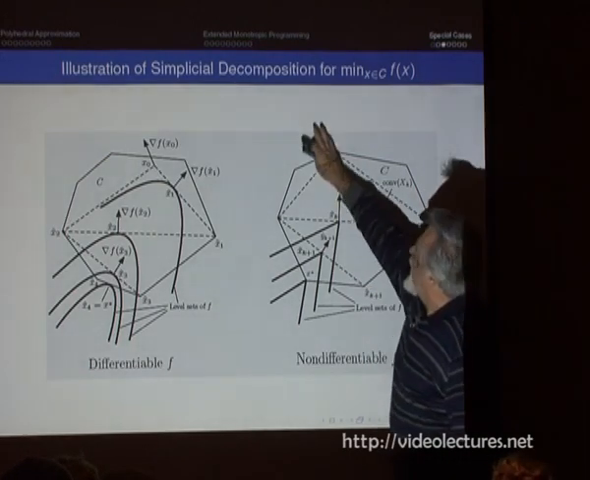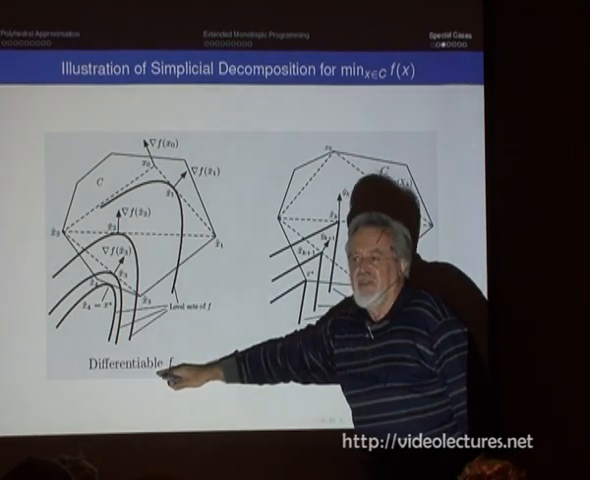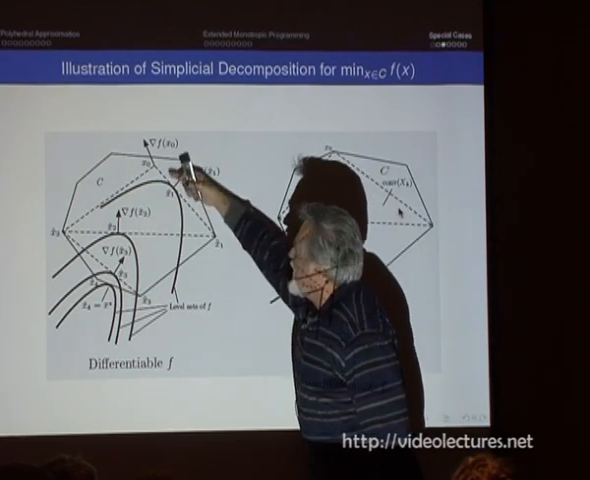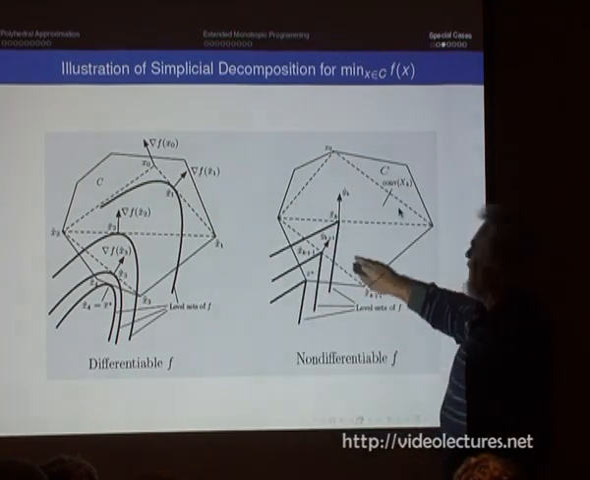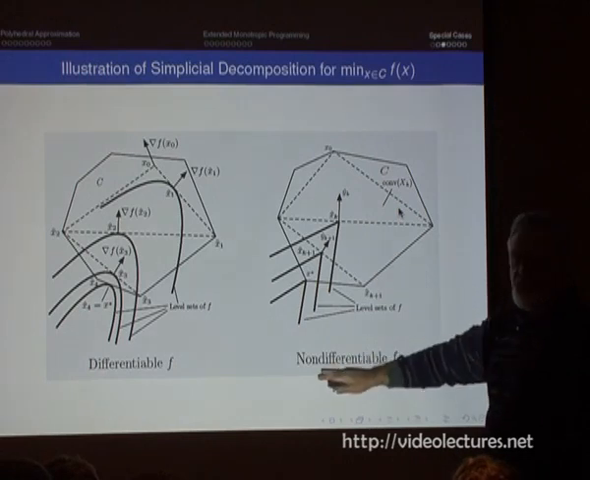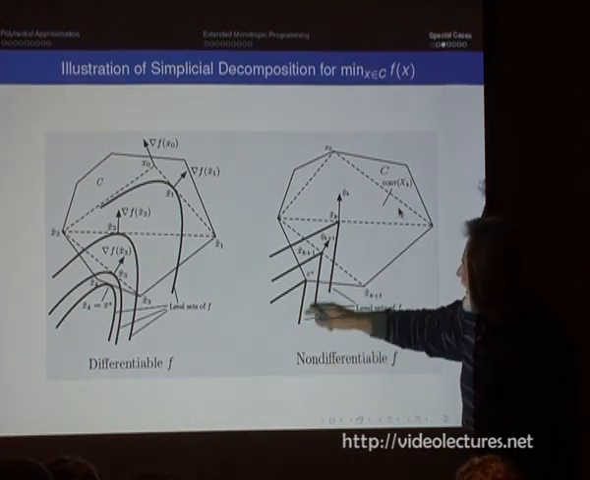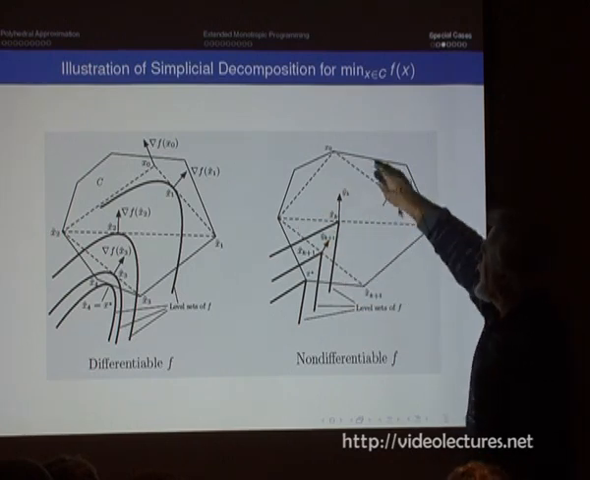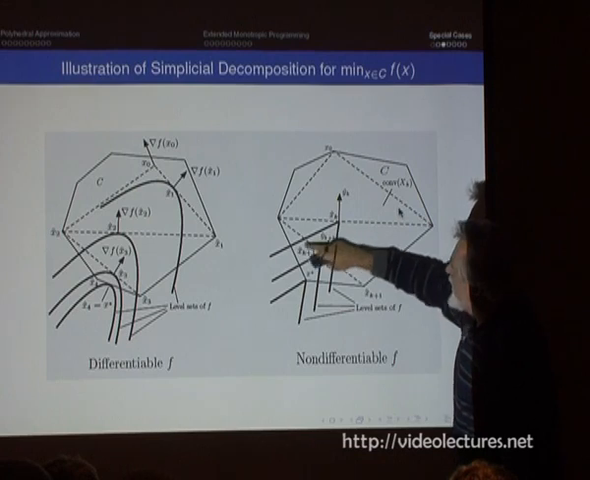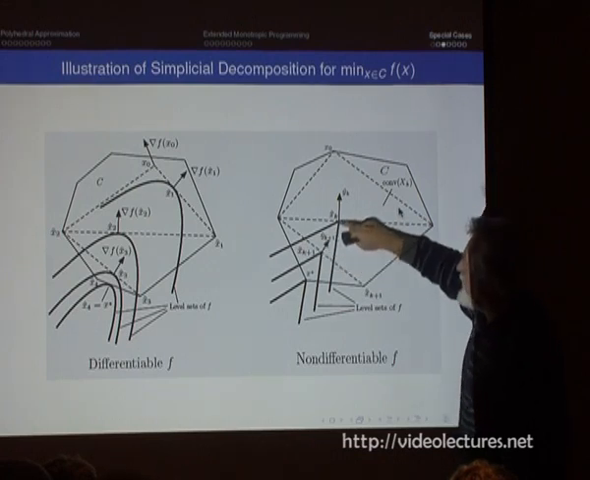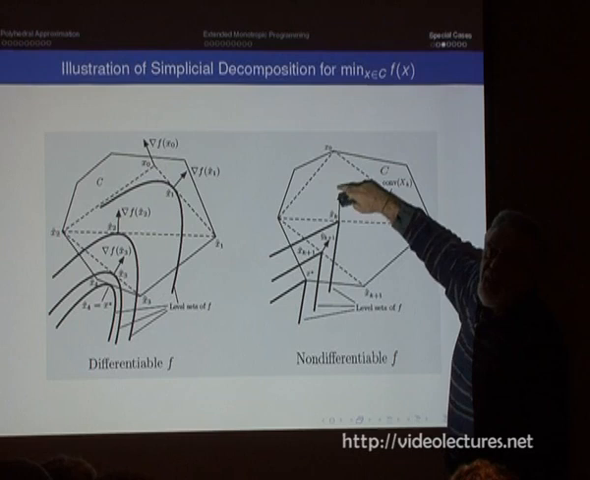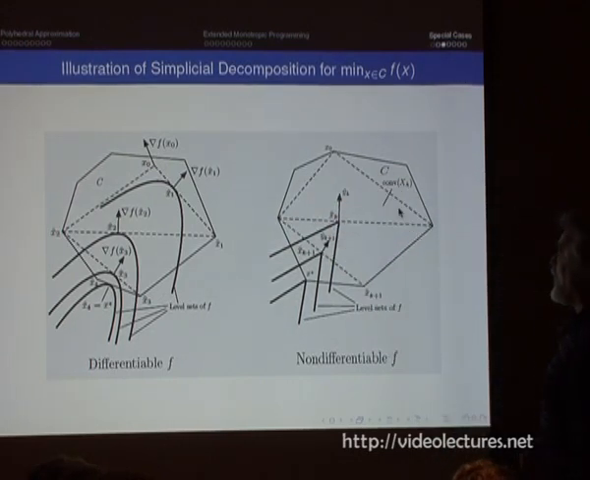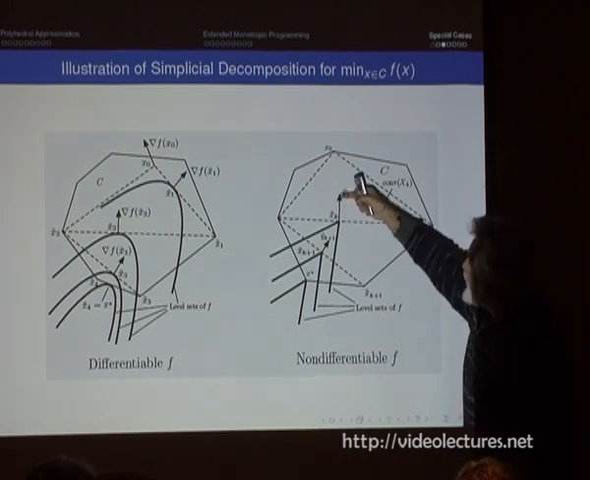Okay, this shows simplicial decomposition for the case of a differentiable function. I explained this earlier. You obtain extreme points by going in the direction of the negative gradient. This is a depiction of simplicial decomposition for a non-differentiable cost function that has these level sets here. And here, given this inner approximation, you find a subgradient of the cost function at this point that's also in the normal cone, such that minus that is in the normal cone of the convex hull.